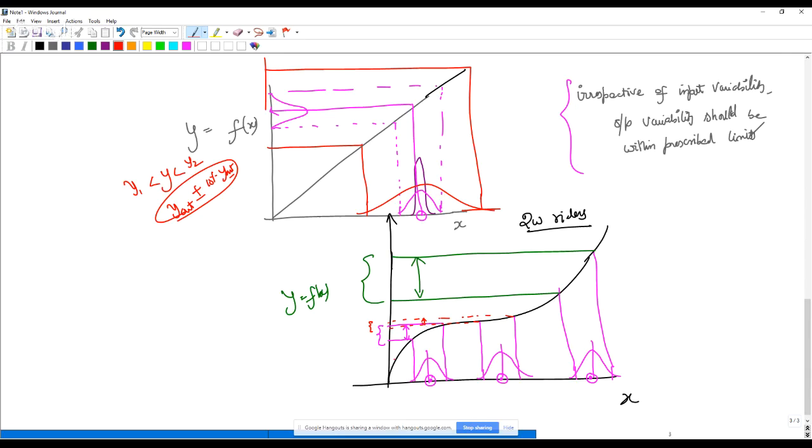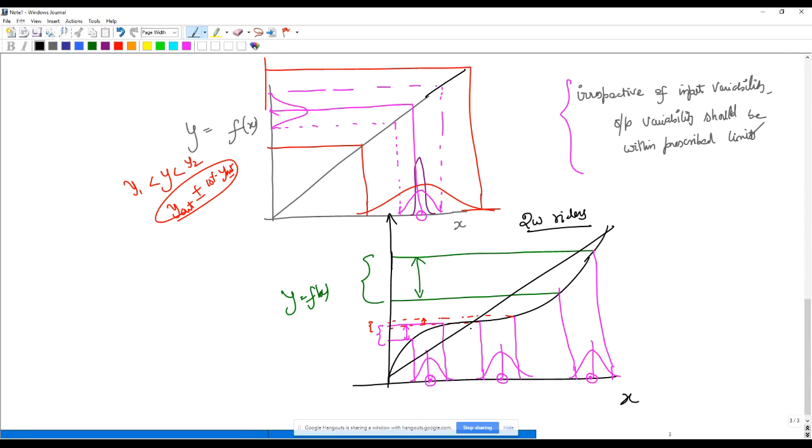Whereas in the same space, if I tried using a linear function, the variability will be the same. As you can see, from here to here, the variability will be the same. From here to here, the variability will be the same. In the output, I'm saying, for the same input variability, the output variability also will be the same if you have a linear function.